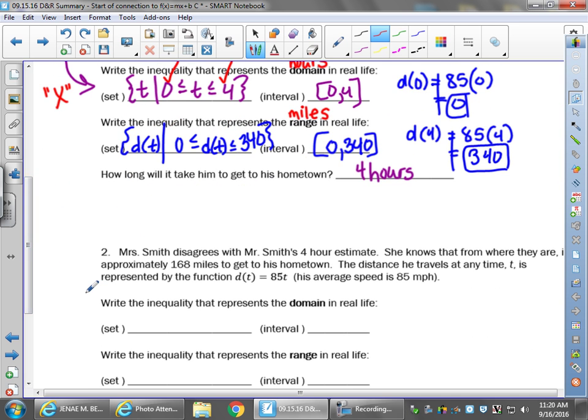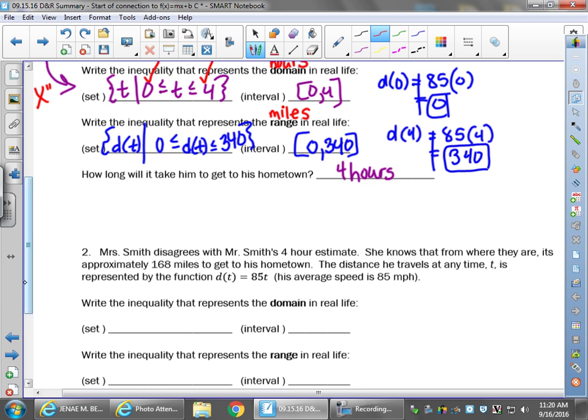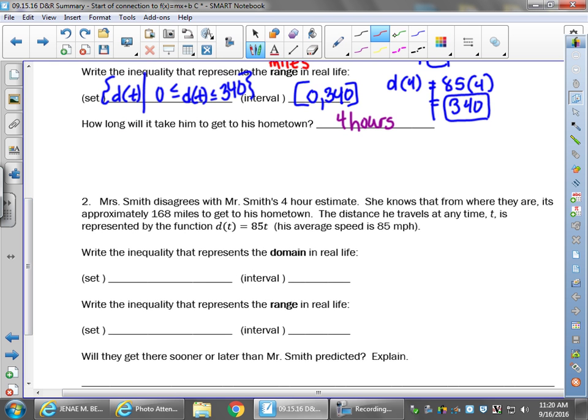So this is still connected, but we're going to be working with a different set of information. Mrs. Smith disagrees with Mr. Smith's 4-hour estimate. She knows that from where they are, it's approximately 168 miles to get to his hometown. The distance he travels at any time t is represented by this function. Box it.